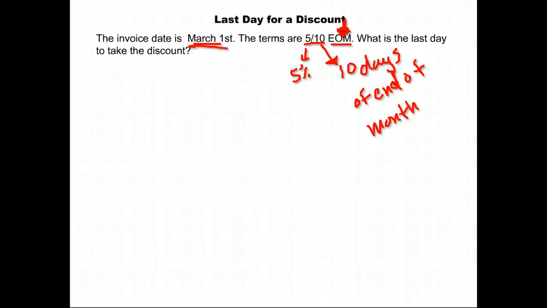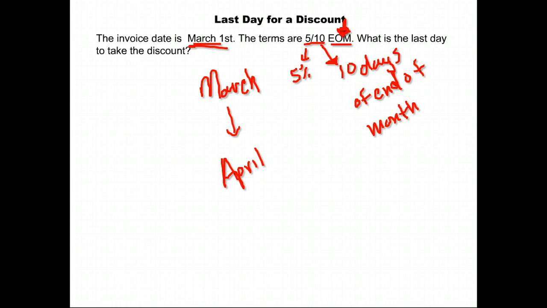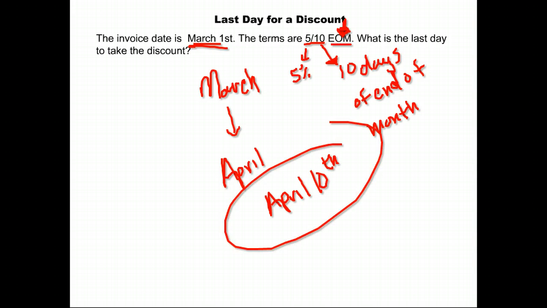Well, it's dated March 1st, so we have until the end of March. Okay, so what's the month after March? The month after March is April. We have to pay within 10 days of the end of that month, so we have to pay by April 10th in order to get the cash discount.